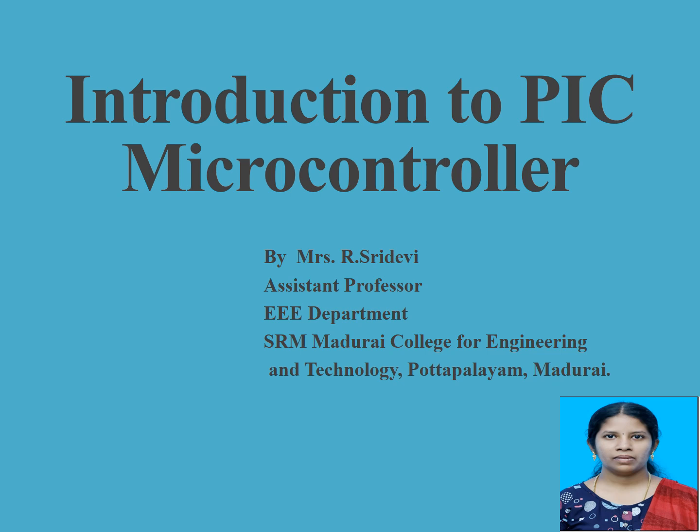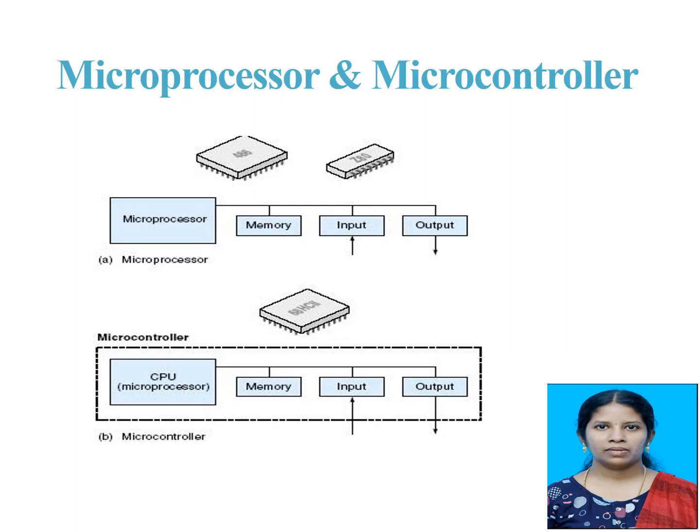Now we are going to discuss the introduction to PIC microcontroller. Now we are going to discuss the difference between microprocessor and microcontroller. A microcontroller contains not only a processing unit but also a small amount of memory, ROM and RAM. RAM is defined as random access memory. ROM is abbreviated as read-only memory. It also has a few I/O ports for peripherals, a timer and counter. Microcontroller is sometimes called a mini computer.